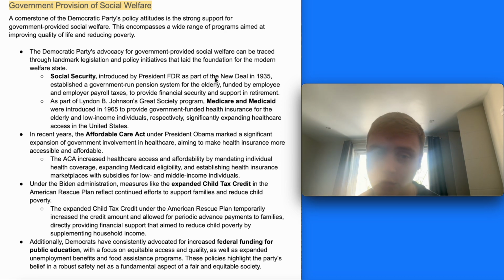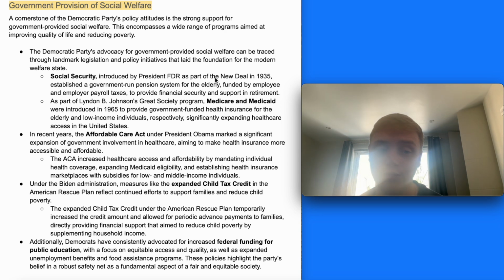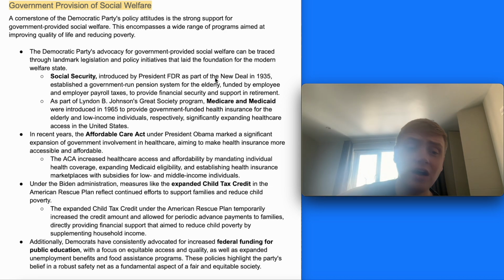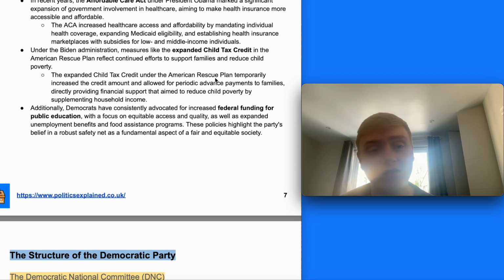In recent years, the Affordable Care Act under Obama marked a significant expansion of government involvement in healthcare, aiming to make health insurance more accessible and affordable. And the ACA increased health care access and affordability by mandating individual health coverage, expanding Medicaid eligibility, and establishing health insurance marketplaces with subsidies for low and middle income individuals. Under the Biden administration, the expanded child tax credit in the American Rescue Plan reflected the continued efforts to support families and reduce child poverty.